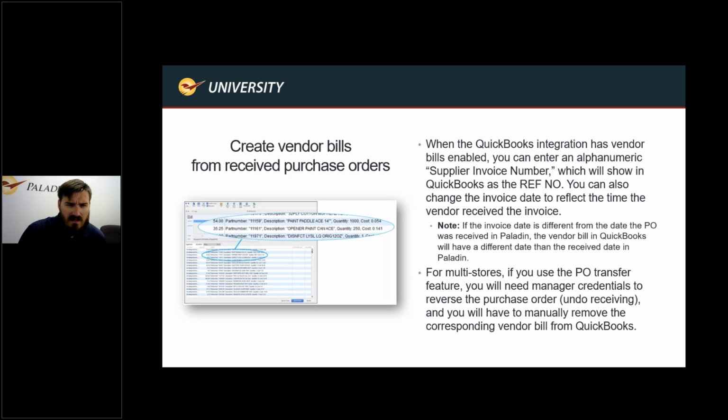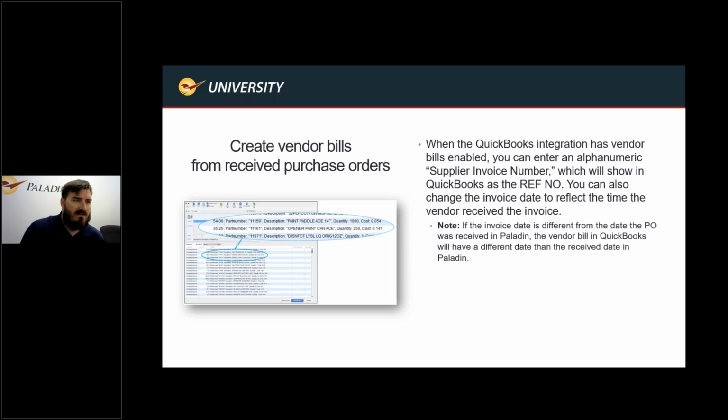Robin, how do you get the PO number on the invoice that feeds over? Let me go back to that slide, because I know that it mentioned it. So it's right here: when QuickBooks integration has vendor bills enabled, it'll use the supplier invoice number. If it's EDI, it uses the PO number that the vendor supplies. If it is manual, there's a section where you can enter that information.